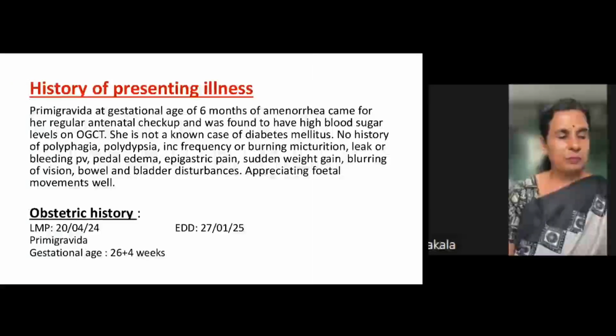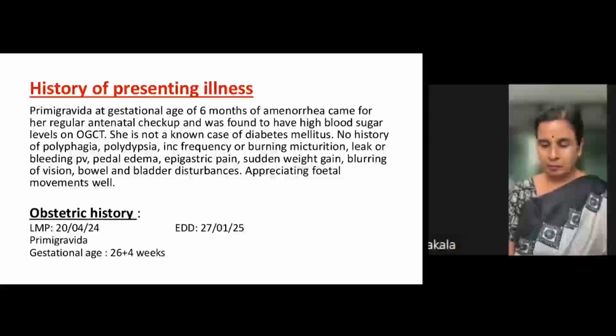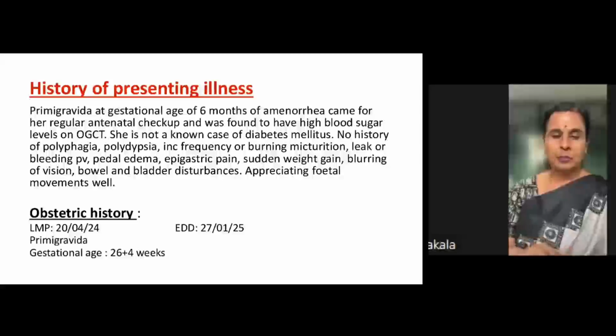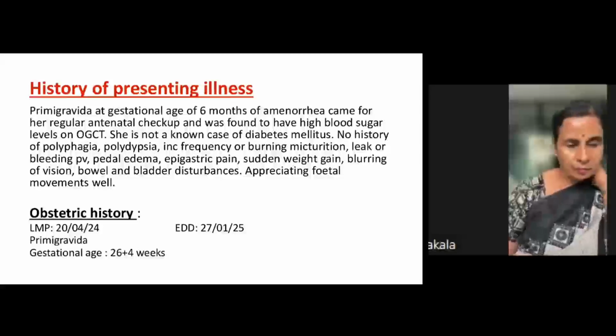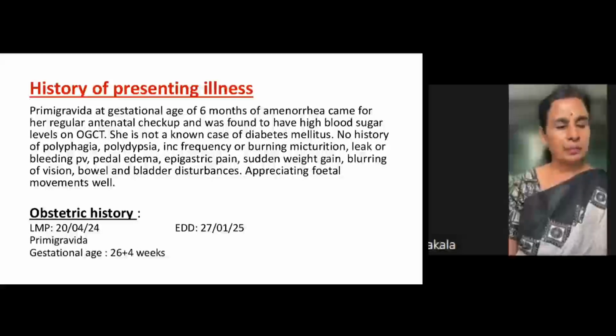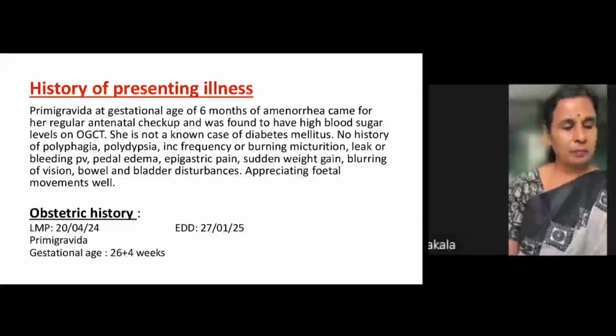History of presenting illness: a gravida, gestational age 6 months of amenorrhea, came for her regular antenatal checkup and was found to have high blood sugar levels on OGCT. She is not a known case of diabetes mellitus. No history of polyphagia, polydipsia, increased frequency of or burning micturition, leak or bleeding PV, pedal edema, epigastric pain, sudden weight gain, blurring of vision, or bowel and bladder disturbances.